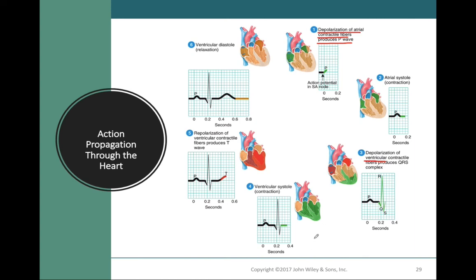Number 4 shows us that once we have depolarized the cardiac muscle in the ventricles, that's going to finish up the QRS complex. And 5 and 6 will show us ventricular repolarization as we start to make the T wave. So hopefully this slide is very helpful in showing you what events occur at what times and how we can translate those events from the EKG tracing.